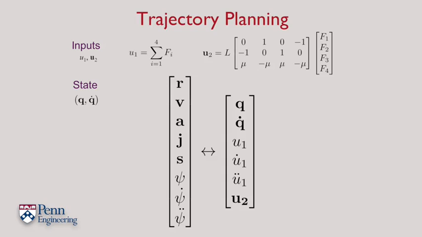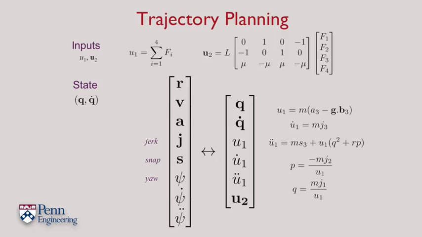On the left-hand side, the vector consists of position, velocity, acceleration, and then the jerk, J, the snap, S. Again, jerk being the derivative of acceleration and snap being the derivative of jerk. Psi is the yaw angle, psi dot is the rate of change of yaw, and psi double dot is the second derivative of yaw. It turns out that there's a one-to-one correspondence between the variables in the vector on the left and the variables in the vector on the right. And you can see this from the equations of motion.